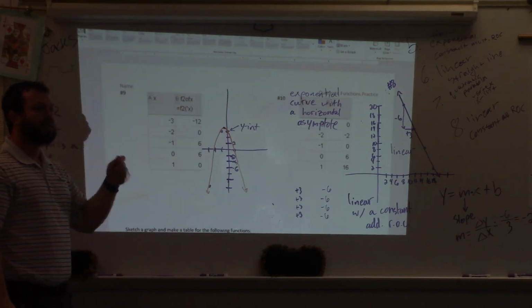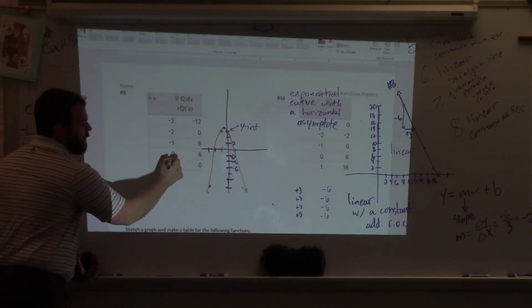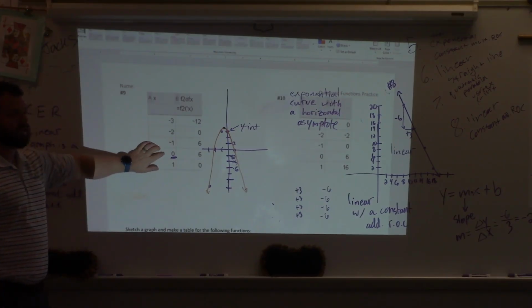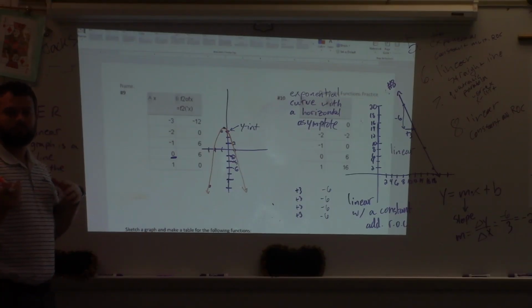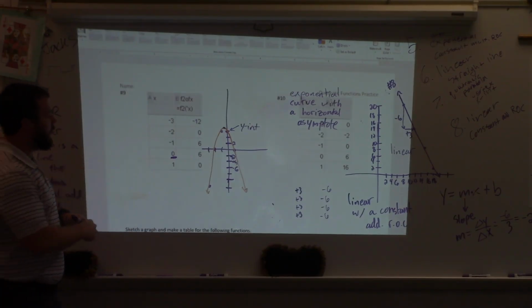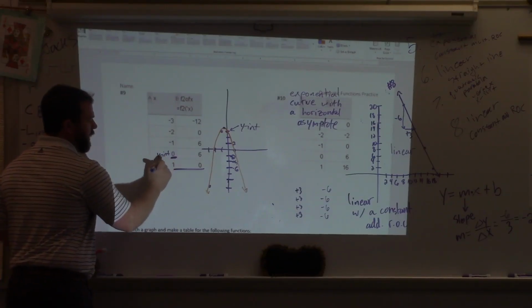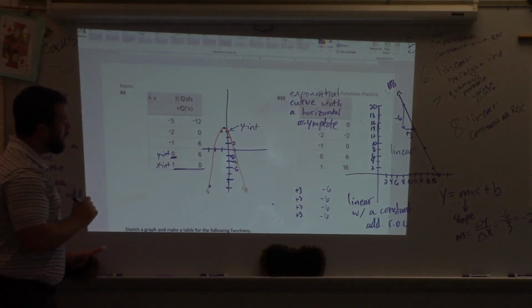That's my y-intercept. A key detail to notice about a y-intercept: what do we know about every y-intercept? The x is 0, okay? Because the y is 0 here, this is my x-intercept, and this is my y-intercept.